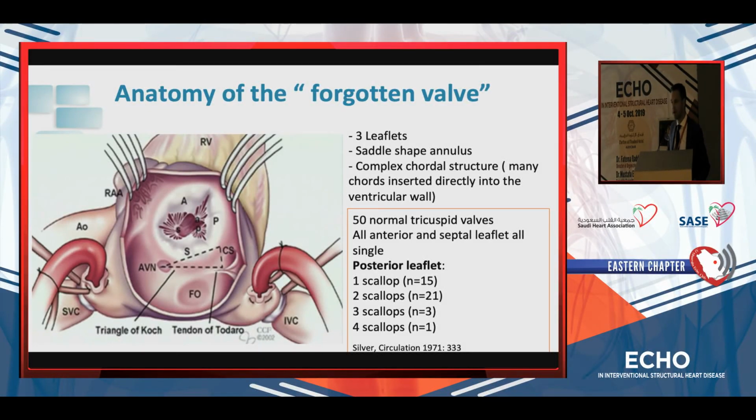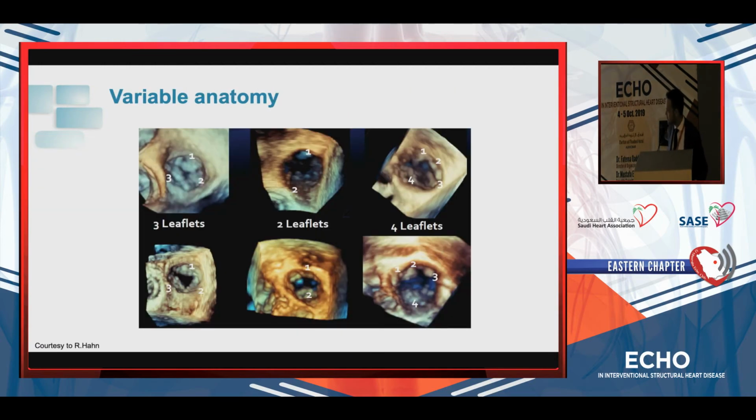If you want to do clipping or these kind of things, grasping the posterior leaflet with multiple scallops can be really difficult. And it was nicely shown in some nice 3D images by Becky Hahn, showing here a tricuspid valve, but here sometimes you only have 2 leaflets, and sometimes you have 4 or 5 leaflets. So really, to use your 3D to show this is really beneficial for this.